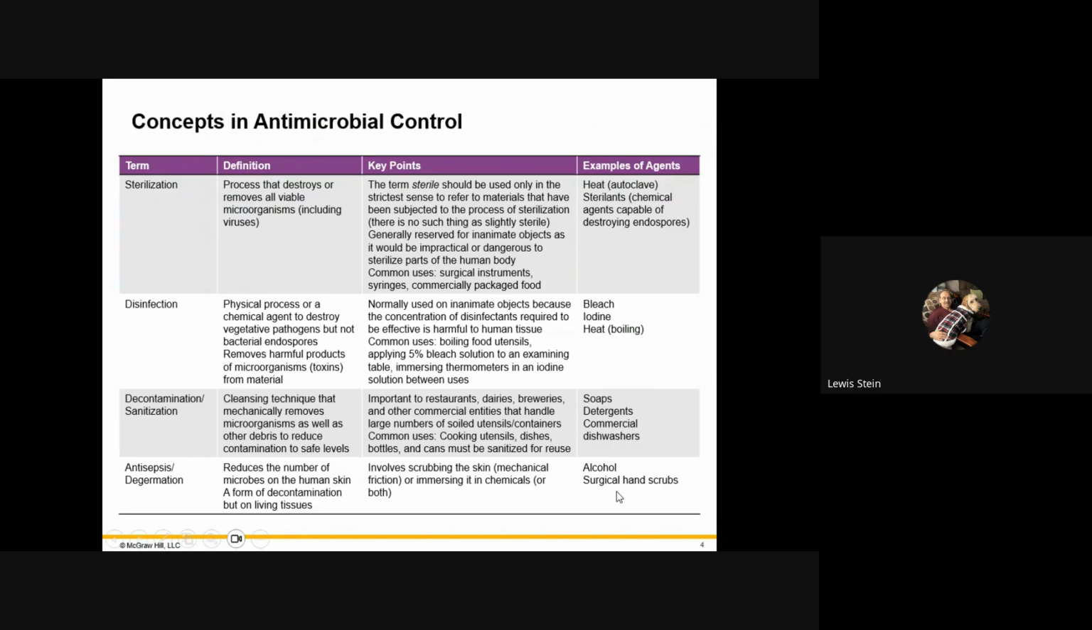There are a lot of things, and I spend a fair amount of time, particularly on surgical hand scrubs. I agree with this in the sense that they're cleansing techniques to mechanically remove microorganisms as well as others to reduce contamination to safe levels. The issue is, who says safe? Safety is defined by a governing body, whether federal, state, local, or the facility that you work at.